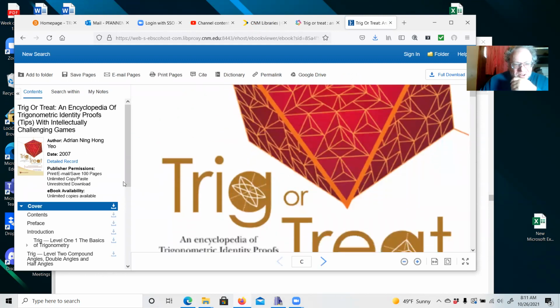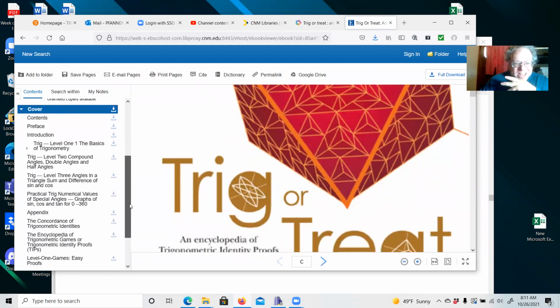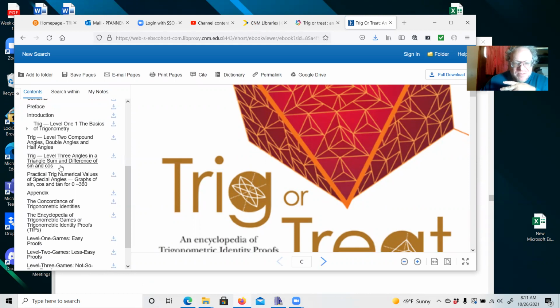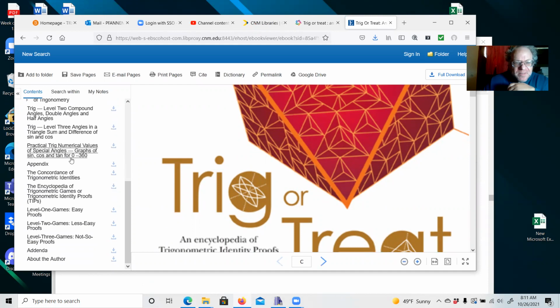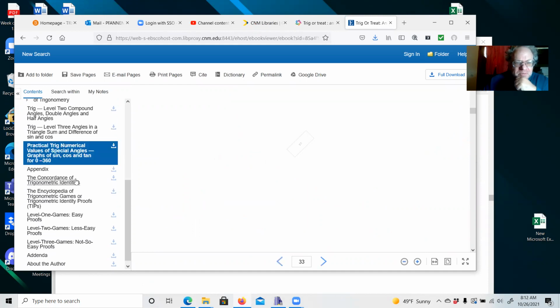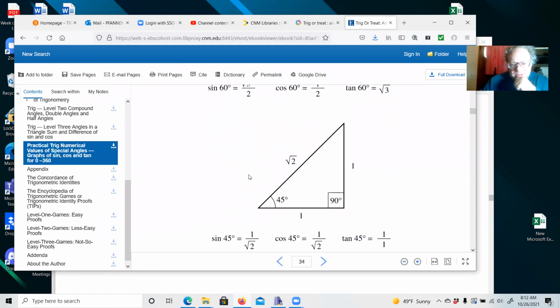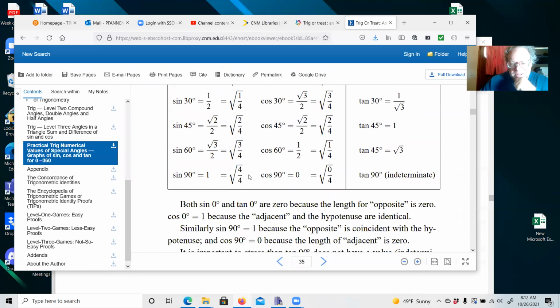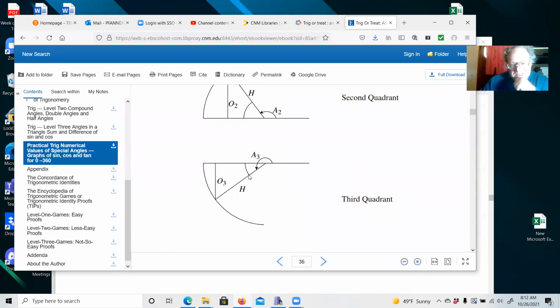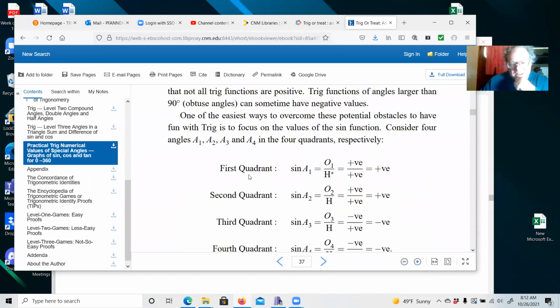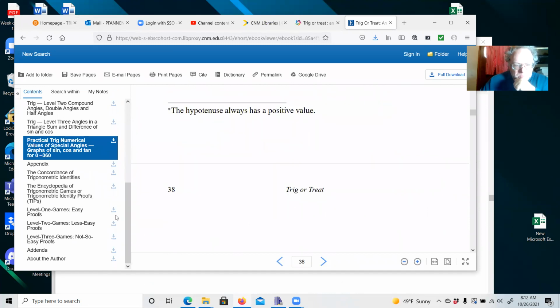So let me just take you through this a little bit. They give a brief explanation about what's going on here. Oh, they even have graphs. Holy cow, look at that. This book is even better than I thought. Numerical values. They show you how to do all of this stuff. But more importantly, they have level 1 games, easy proofs, level 2 games, less easy, and level 3, not so easy.